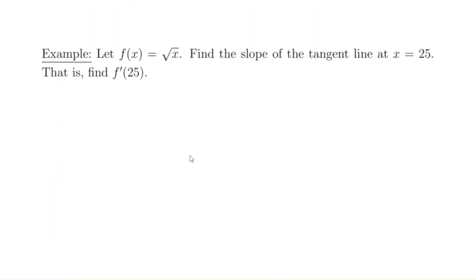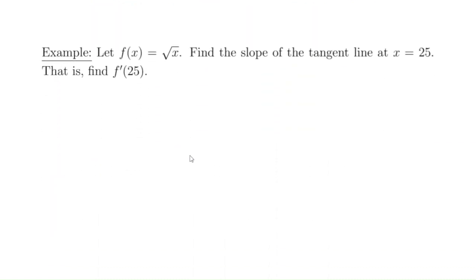Okay, so let's remind ourselves too, what is a derivative? What do we mean by derivatives? Why are we taking derivatives? Well, remember, derivatives have to do with slopes, the slope of a function. So let's look at an example like this. f of x equals the square root of x. Find the slope of the tangent line at x equals 25. So in other words, find f prime of 25.